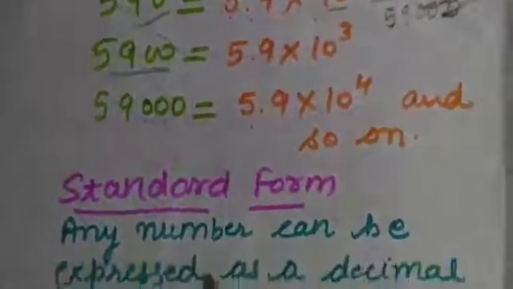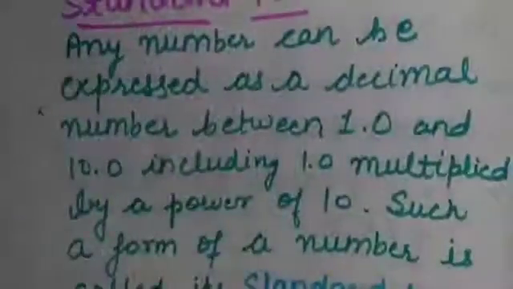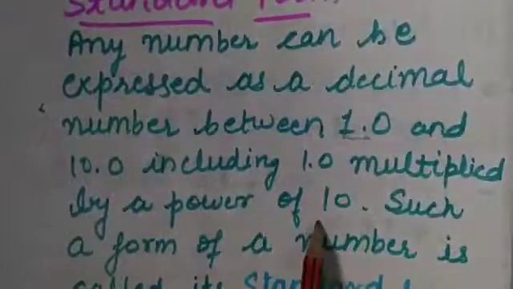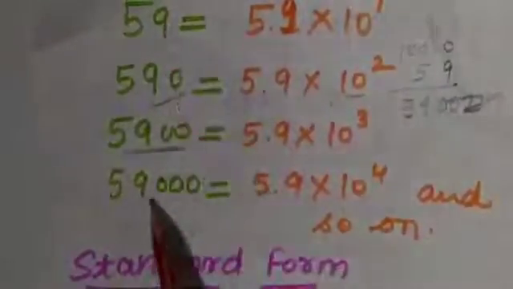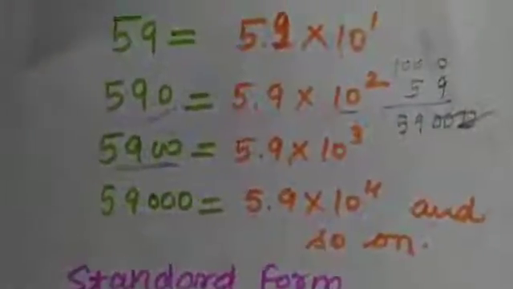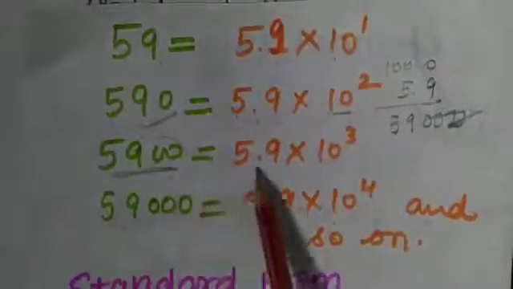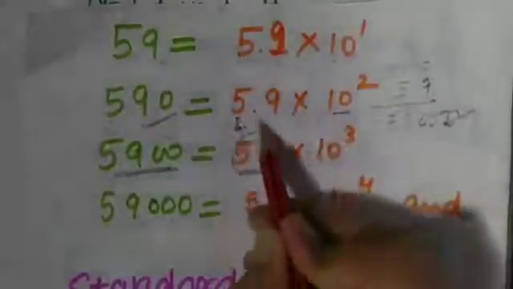numbers between 1 to 10, including this, and multiplied by a power of 10, then such a form of number is known as standard form. So let us understand this. I have written these examples. How have I written these numbers? I have written these numbers in the form of a decimal number that is lying between 1 and 10.